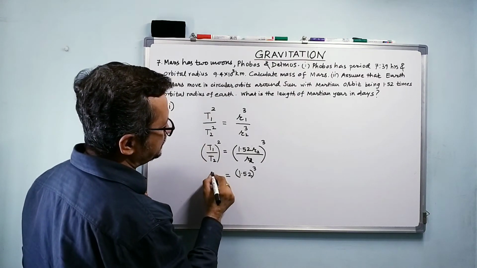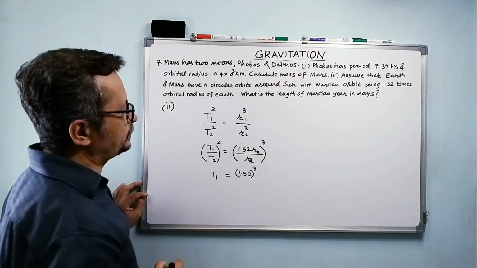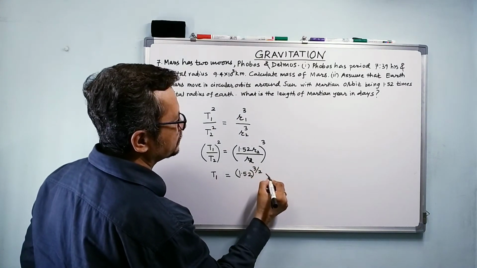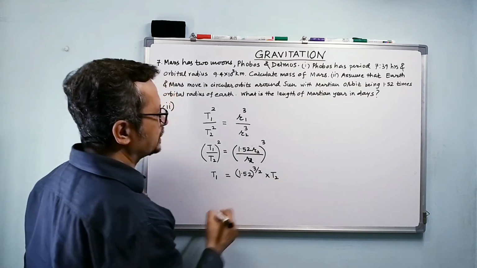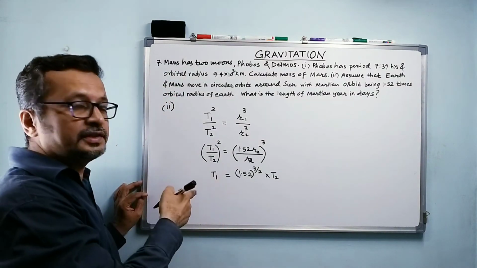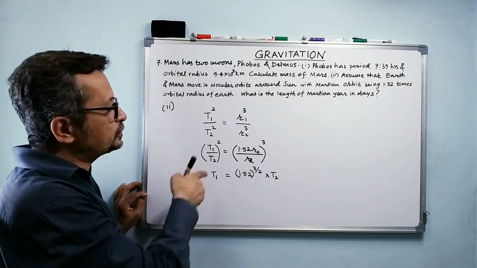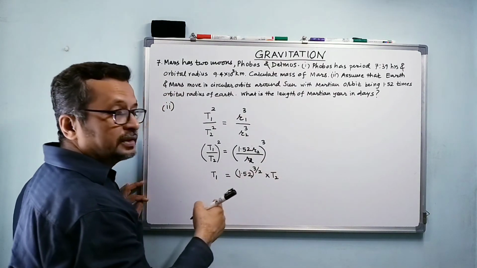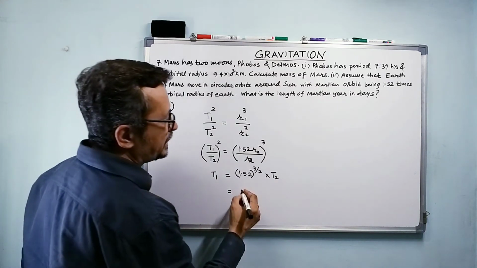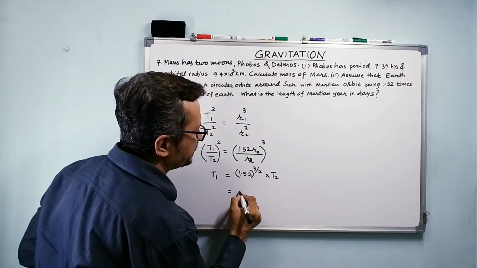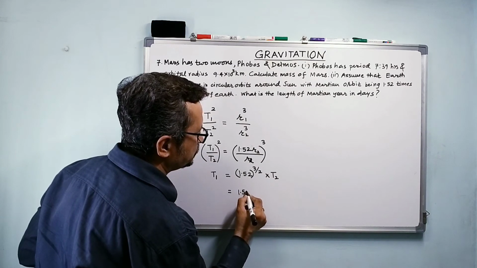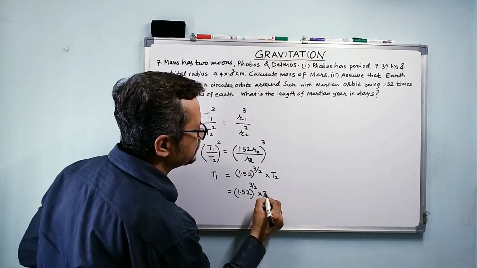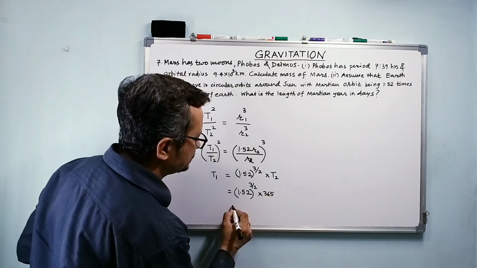So my t1 is going to be equal to t2 into, correct. So what I have done here is I have taken the square root on both sides. So it would be 1.52 raised to power 3 by 2, that multiplied by 365 days. So it's 1.52 raised to power 3 by 2 into 365 days. So that many days.